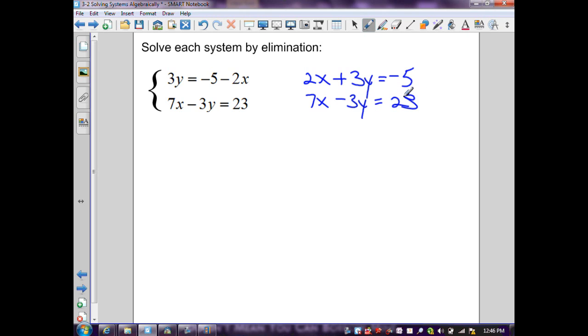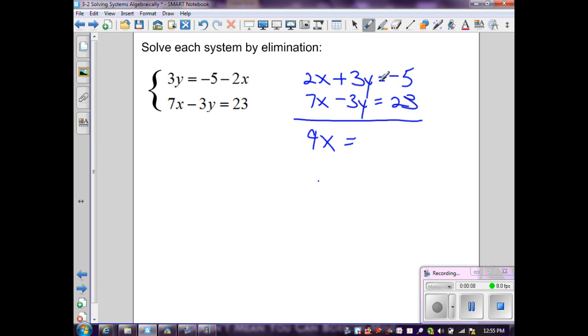The first thing I want to do is to see if I have any like variables whose coefficients are opposite. If I do, then all I need to do is combine these two equations. 2 and 7 are not opposites. Here, a positive 3 and a negative 3 are opposites for my y variable. So all I'm going to do is add these vertically. 2x plus 7x is going to give me 9x. Positive 3 minus 3 eliminates my y variable, leaving me with only one variable to solve for. And when I simplify the right side of my equation, I get negative 5 plus 23. That will give me a positive 18.